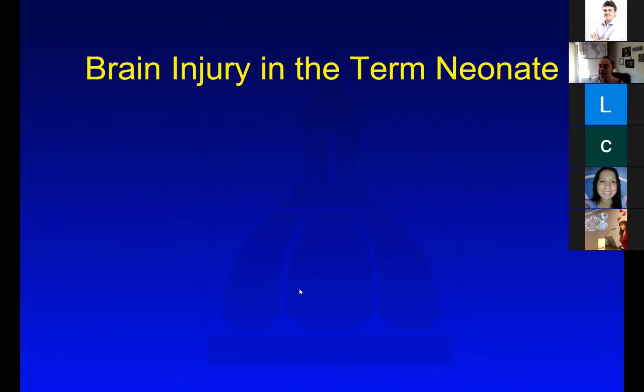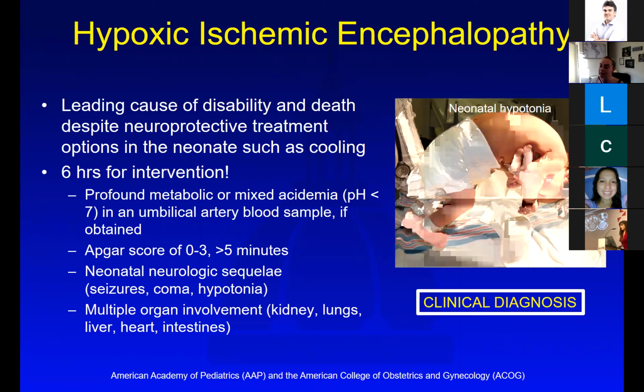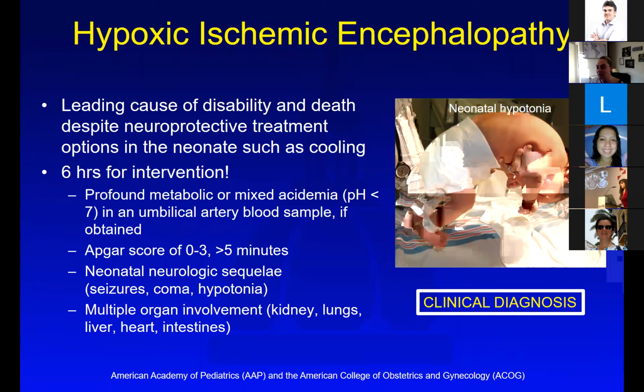I'm going to first start with the term infant's brain injury. Hypoxic ischemic encephalopathy will be the first subject because it's one of the most frequent indications in our patient population. Unfortunately, to this date, it's the leading cause of disability and death, despite neuroprotective treatments such as cooling. And the most pressing point is that the diagnosis needs to be established and the treatment should start no later than the first 6 hours of life. So everything has to be really orchestrated and timed well.